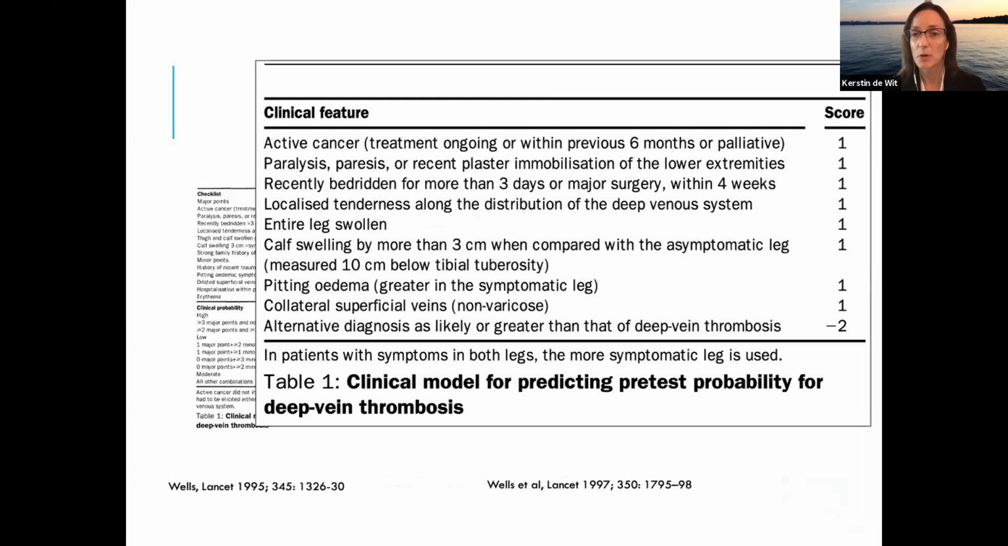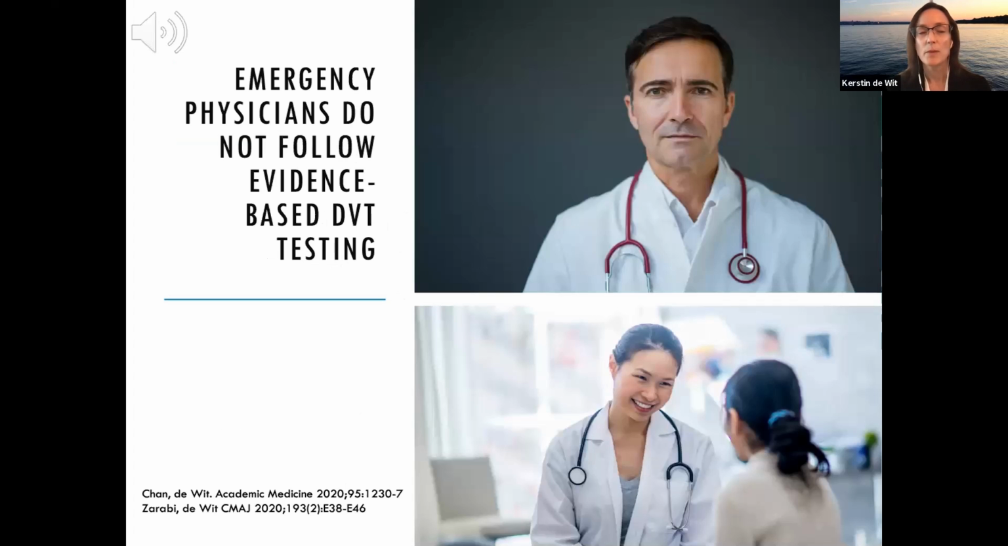There are 9 components, and some components have multiple items. So when a physician applies the Wells score for deep vein thrombosis, they have to assess a total of 13 items. We previously interviewed emergency physicians to establish how they test for deep vein thrombosis, and we found that they don't use the Wells score, often opting for a standalone proximal ultrasound instead.